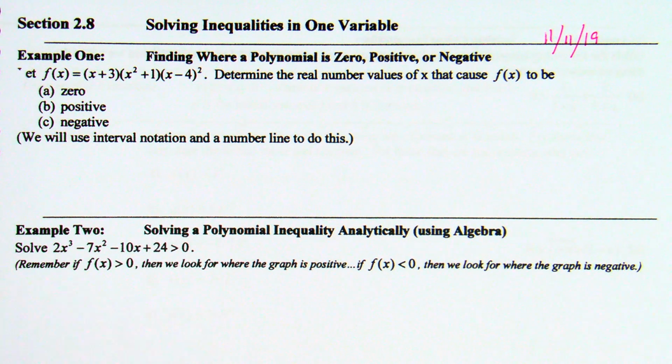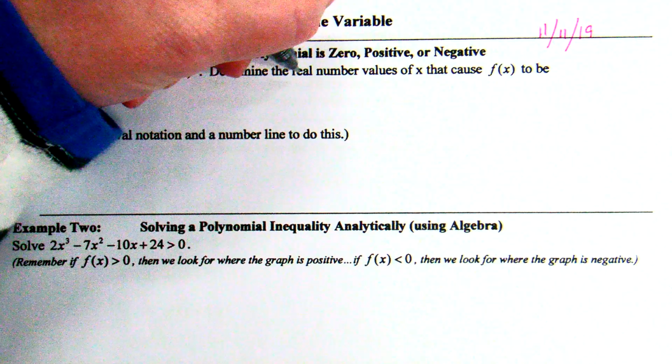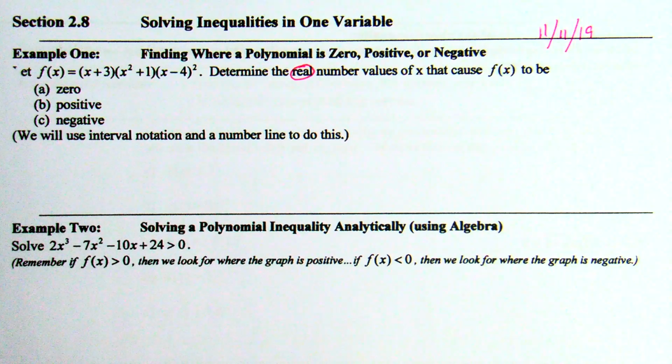Okay, so example 1 asks us to find where a polynomial is 0, positive, or negative. So we're taking our first look at this analytically. We're going to be using a sign chart to do this. But look, notice your equation: f of x equals x plus 3 times x squared plus 1 times x minus 4 quantity squared. Determine the real number values of x that cause f of x to be 0, then positive, and then negative.